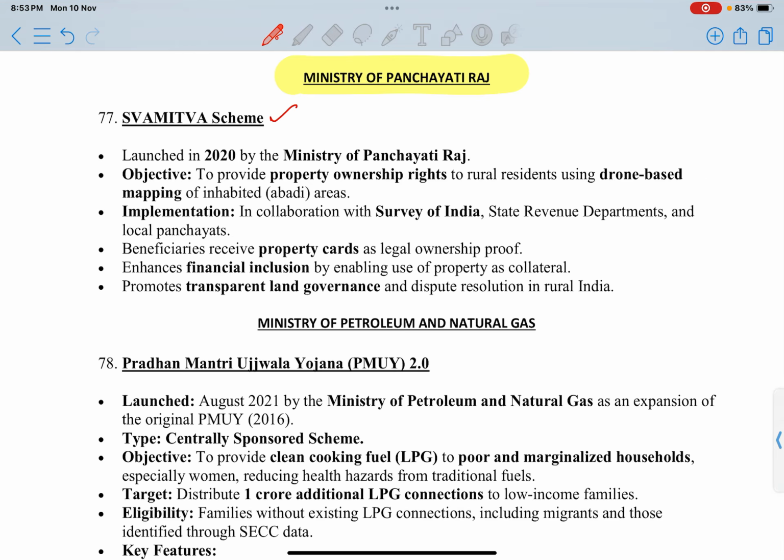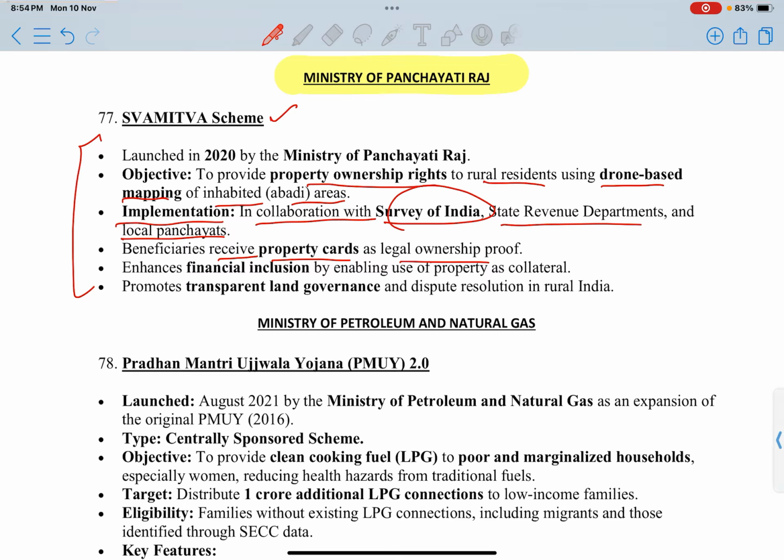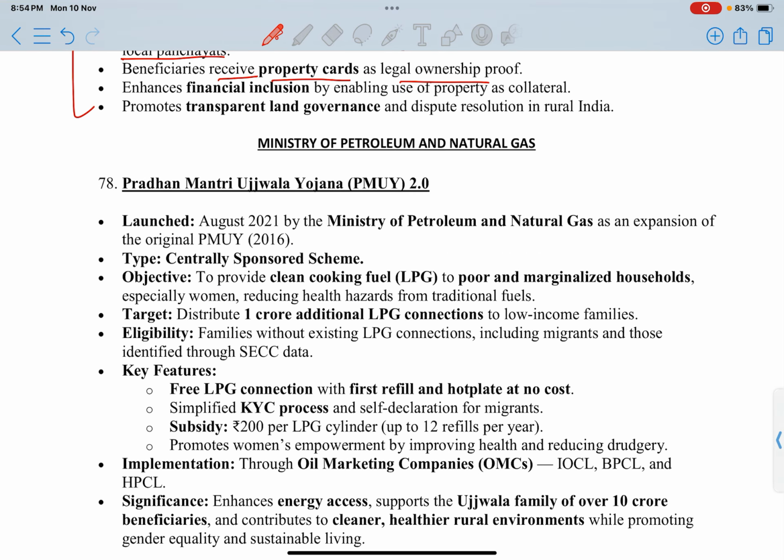Swabhimatwa scheme. What is the objective? To provide property ownership rights to rural residents using drone-based mapping of inhabited Abadi areas. Implementation in collaboration with the Survey of India, State Revenue Department, and local panchayats. Beneficiaries receive property cards as legal ownership proof. Okay, so this was important. Read about it.